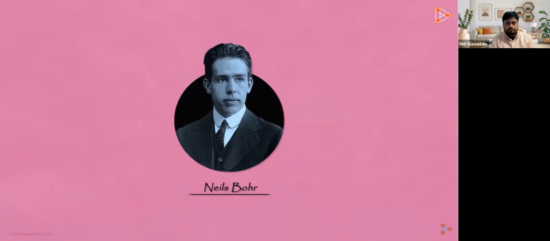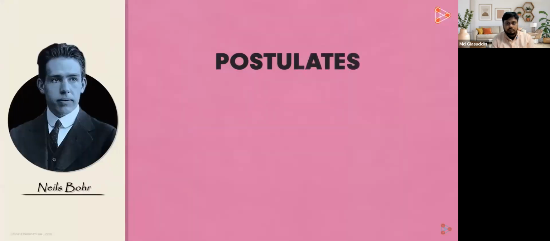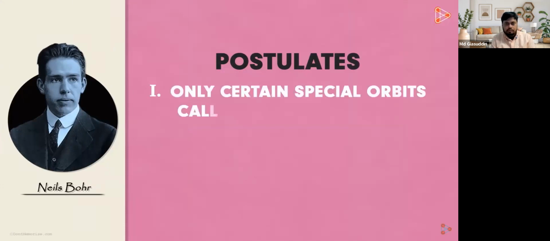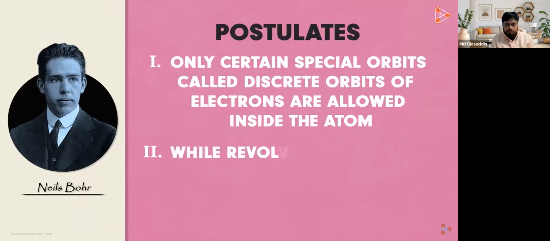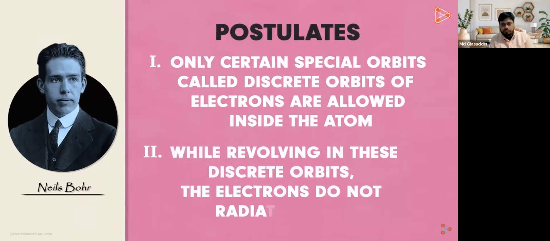The postulates put forward by Niels Bohr were as follows. Firstly, only certain special orbits called discrete orbits of electrons are allowed inside the atom. Secondly, while revolving in these discrete orbits, the electrons do not radiate energy. Now, these points definitely tell us why an atom is so stable. But what exactly are these paths or orbits in which the electrons revolve around the nucleus?